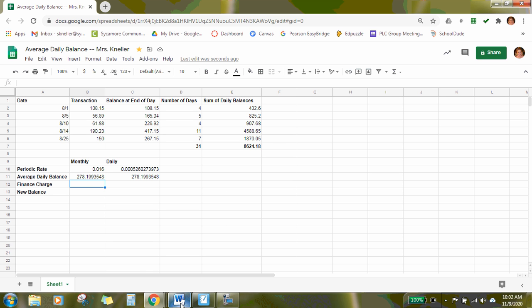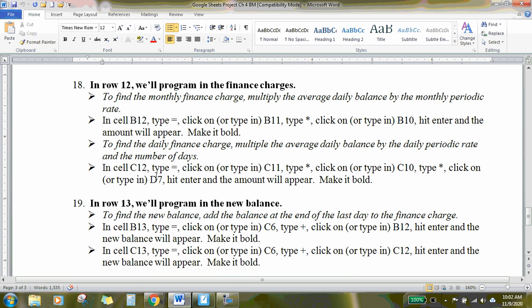Okay, now we've just got our finance charge and our new balance. A couple more steps. In row 12, we're going to find our finance charge. And to find the monthly finance charge, we multiply the average daily balance by the monthly periodic rate. So basically, we're going to click on the cells that we just found, and we're going to go to B12, type equals, and then click on B11, which is the average daily balance, and then multiply it by the periodic rate, which is in B10.